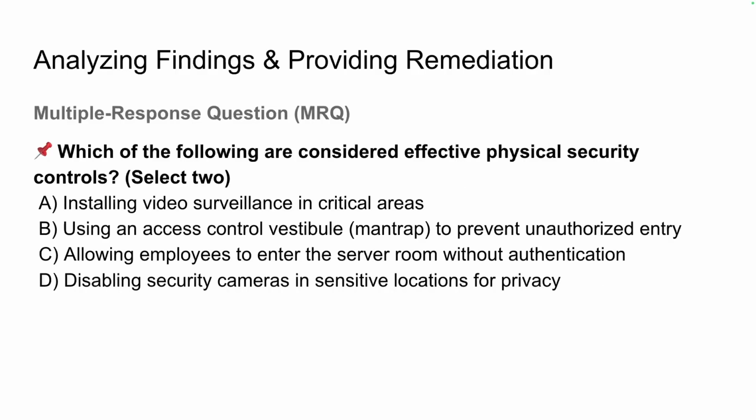Select 2 here. Which of the following are considered effective physical security controls? Again, so physical security here. Installing video surveillance in critical areas, yes. Installing access control vestibule, mantrap, yes. Allowing employees to enter the server room without authentication, that's not a good idea at all. Disabling security cameras, no. So A and B.